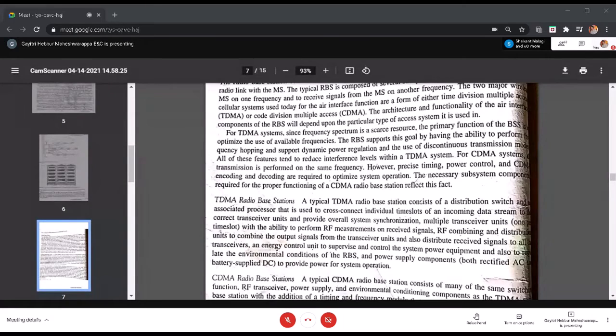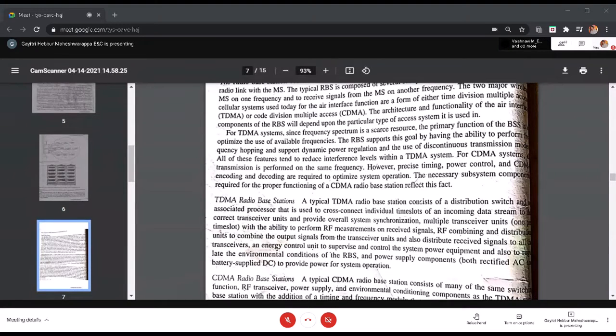It is clearly given that for CDMA systems, the transmission is performed on the same frequency. As I told you, it is using the entire channel for both uplink as well as downlink. So precise timing, power control, encoding and decoding are required to optimize the system operations. If you want to connect to the proper subscriber device from the channel, they use an encryption and decryption technique. So in CDMA we mainly use encoding and decoding to optimize the system operations. The necessary subsystem components required for a proper CDMA radio base station reflect this fact.